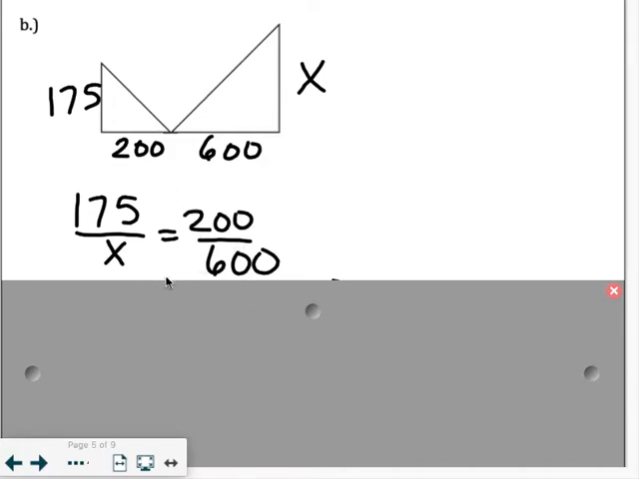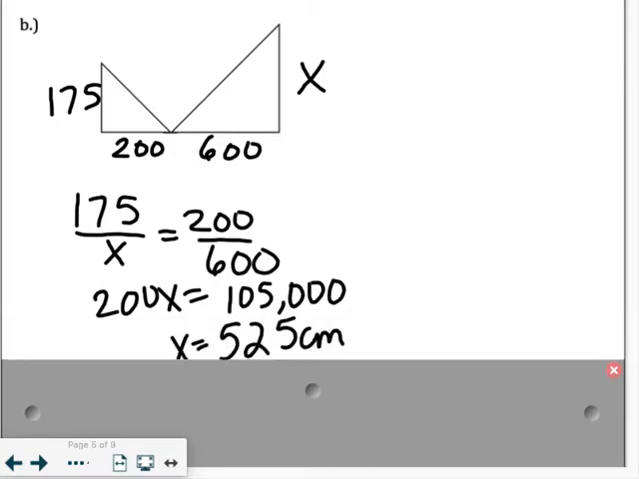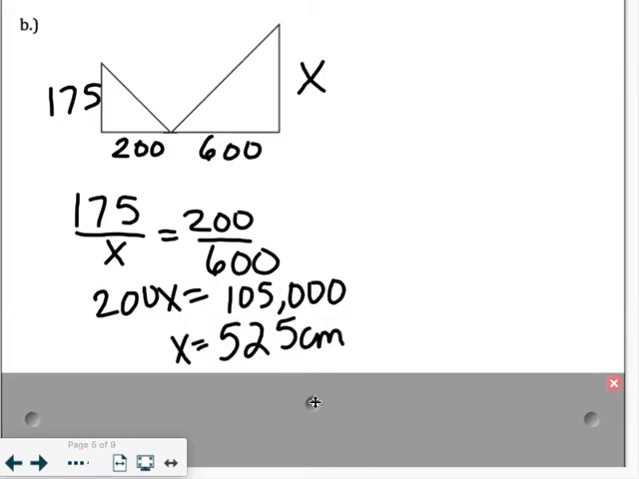So this part here is a little bit of a review, setting up these proportions. When you cross multiply here, 175 times 600 is 105,000, and 200x on the other cross product. Divide both sides by 200, and then x is 525 centimeters tall. Okay, so that's two ways of using indirect measurement.